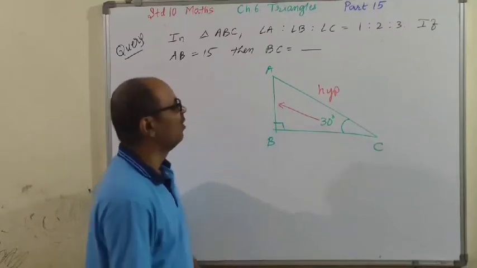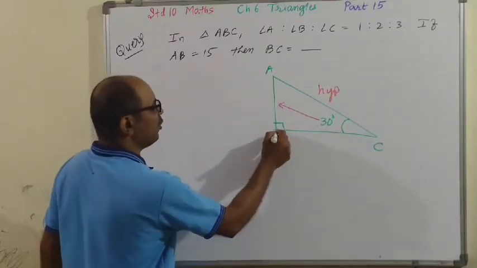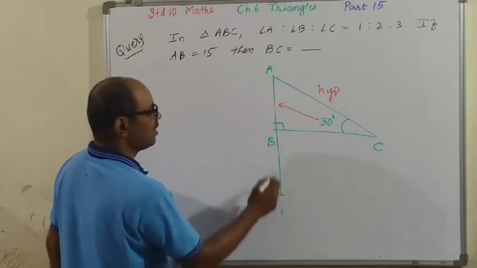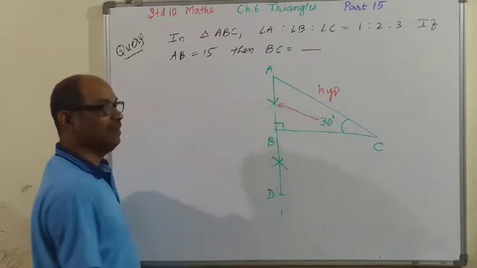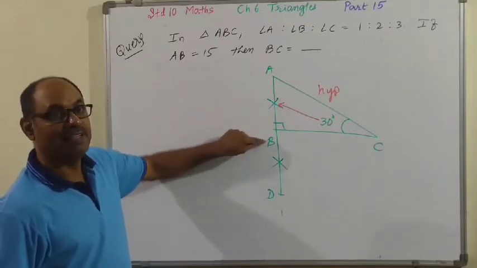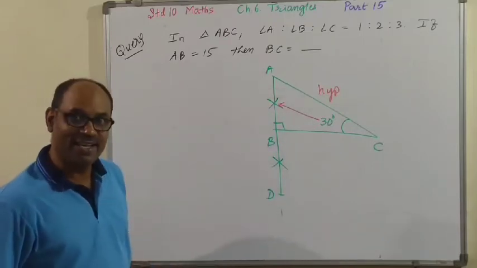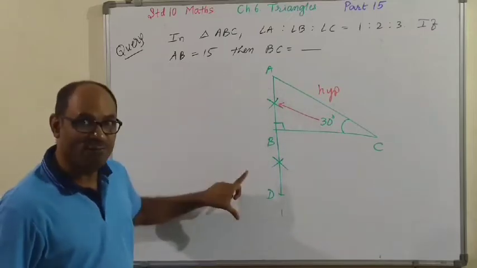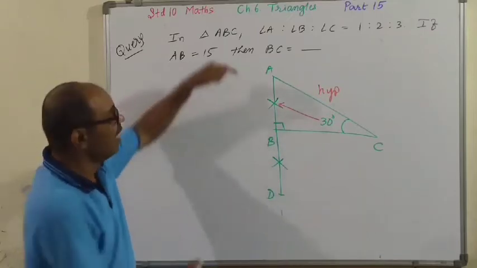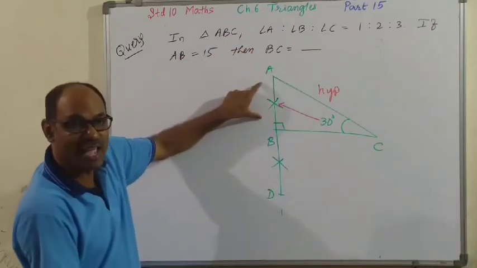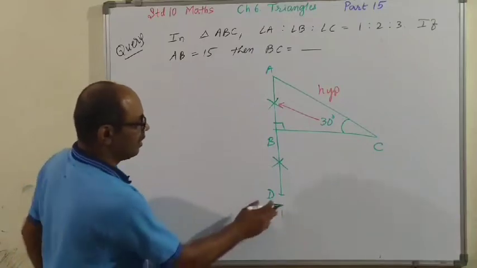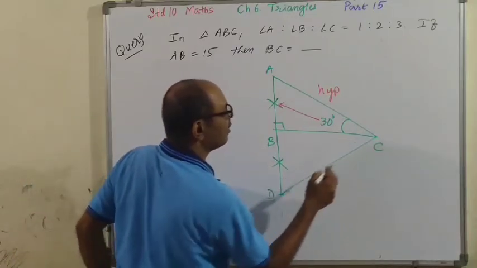I won't be writing all. Okay, I produce AB to D such that BD is equal to AB. That means B is the midpoint of AD. So AB is half of AD, BD is half of AD. AD is double of AB, AD is double of BD. Alright. Now I join this.